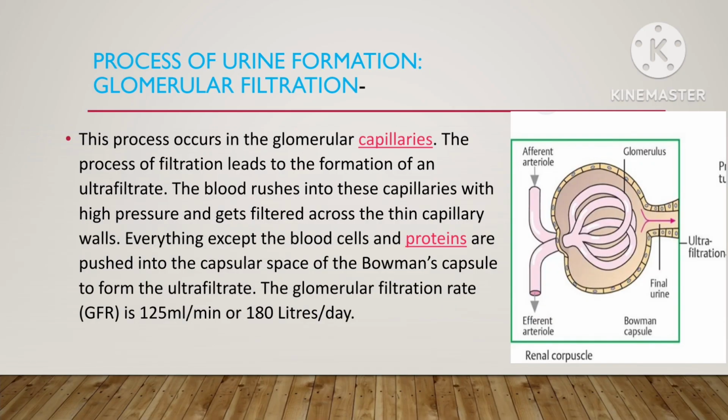The first phase of formation of urine is glomerular filtration. This process occurs in the glomerular capillaries. The process of filtration leads to the formation of an ultrafiltrate. The blood rushes into these capillaries with high pressure and gets filtered across the thin capillary walls. Everything except the blood cells and proteins are pushed into the capsular space of the Bowman's capsule to form the ultrafiltrate. The glomerular filtration rate is 125 ml per minute or 180 liters per day.